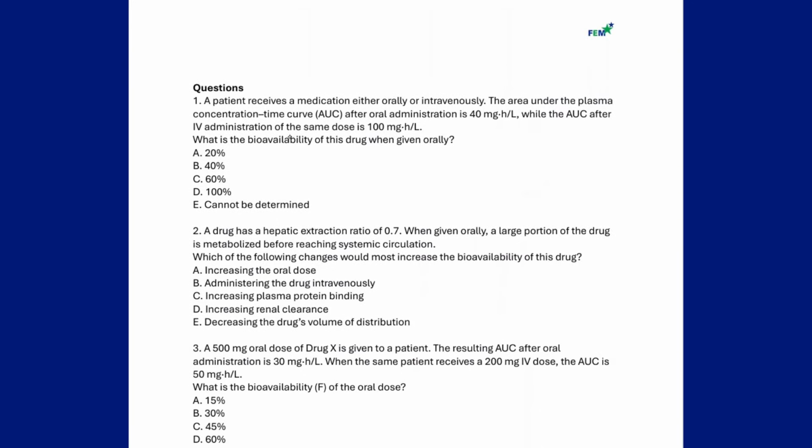So a patient receives a medication either orally or IV, and the oral dose and the IV dose are the same. The area under the plasma concentration time curve, which is AUC, after oral administration is 40, while the AUC after the IV administration of the same drug is 100. So what's the bioavailability? Remember, like we mentioned earlier, if the doses are the same, then our bioavailability is going to be area under the curve for oral over area under the curve for IV. And that's going to be equal to 40 divided by 100, and that will be 40%. So the answer there will be 40%.